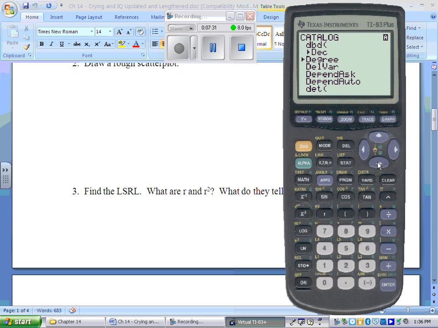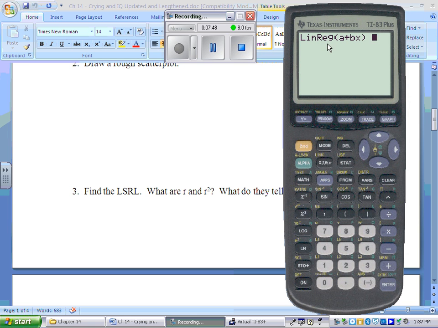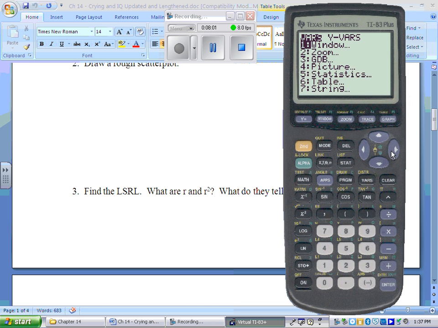So go down, it's in the catalog, which is second 0. Go down and turn your diagnostics on. When you do your LinReg, you have the option to type this in next to it, but you don't need to type that in. It assumes L1 and L2, whether you've put L1 and L2 in there or not. But I would certainly recommend putting a Y1 on the end of it, which is vars, Y-vars, function, Y1.